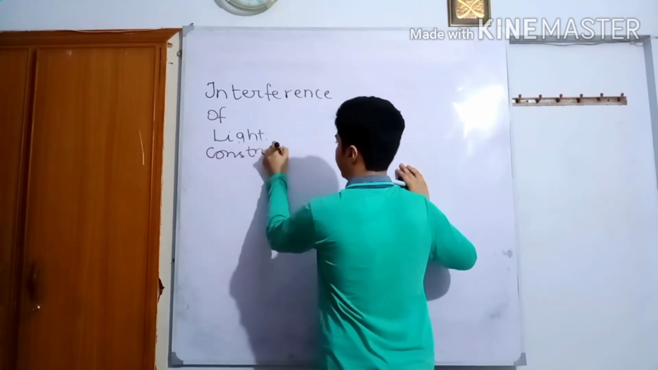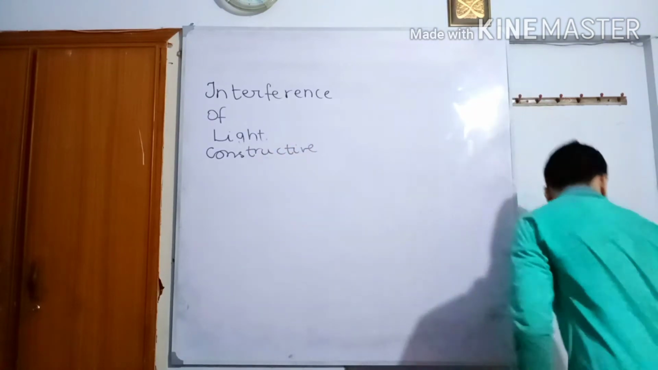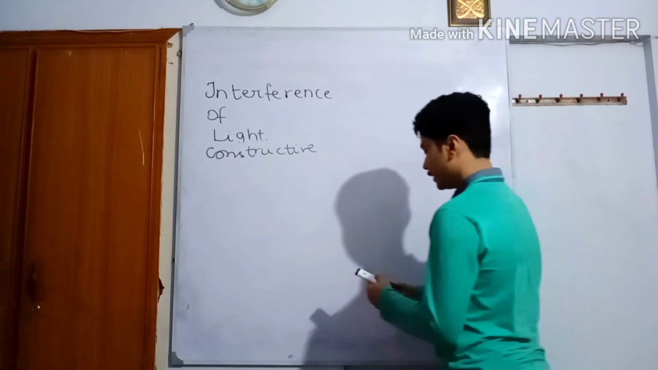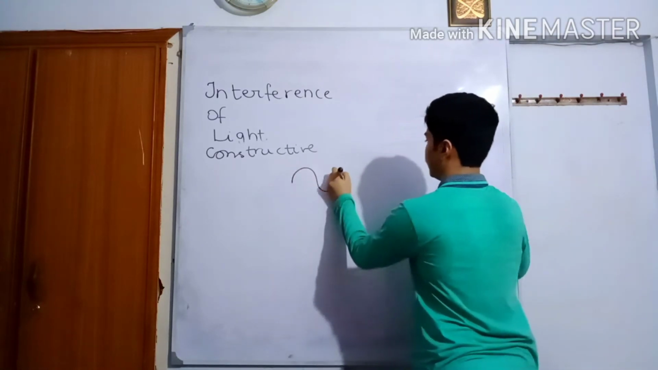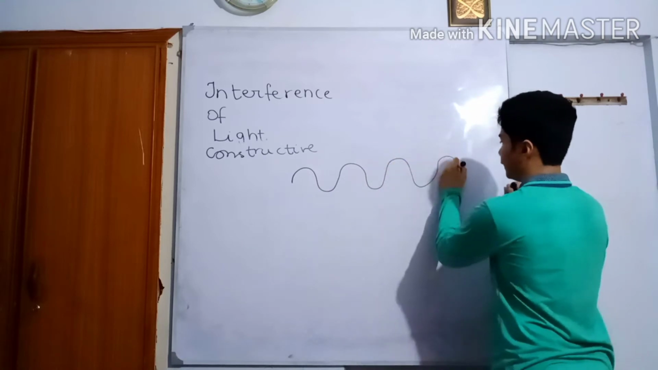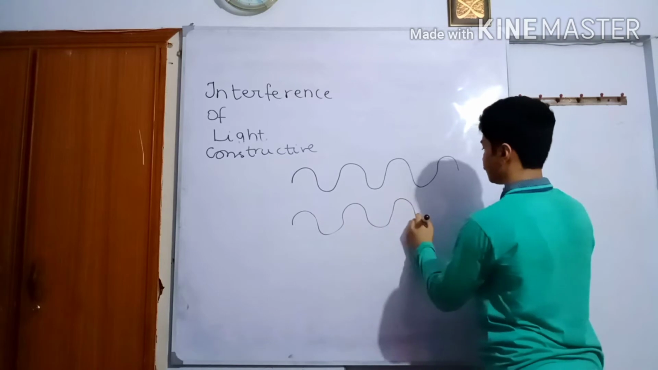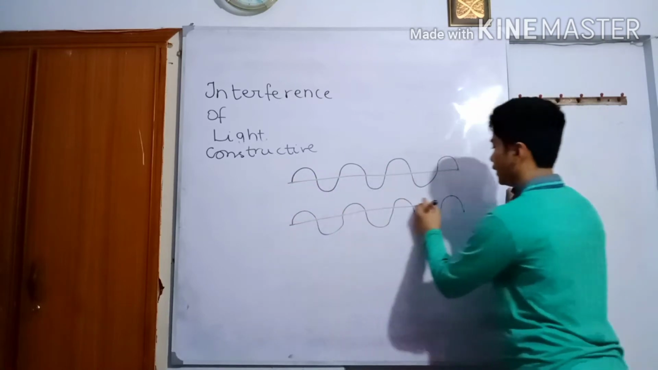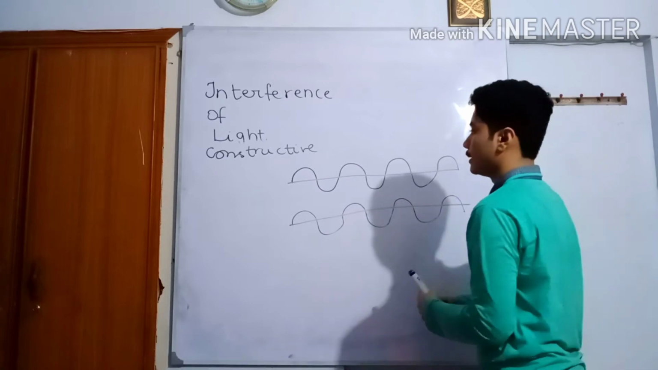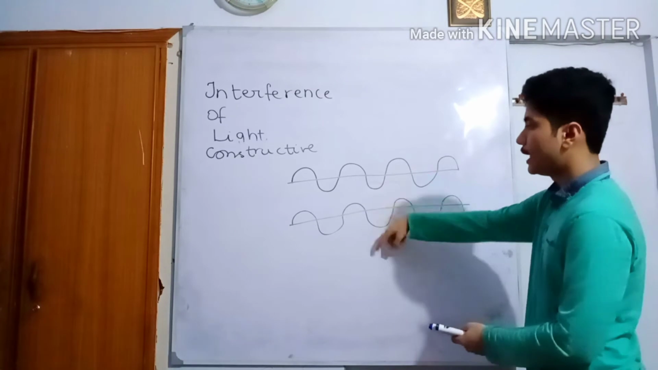Now we're going to head to the second property of constructive and destructive interference. For example, this is the first light wave and this is the second light wave. They both have phase coherence, meaning they have the same frequency, same amplitude, same wavelength, and travel in the same direction.